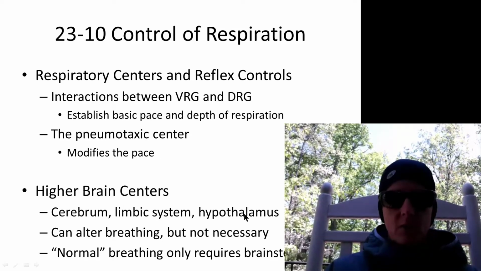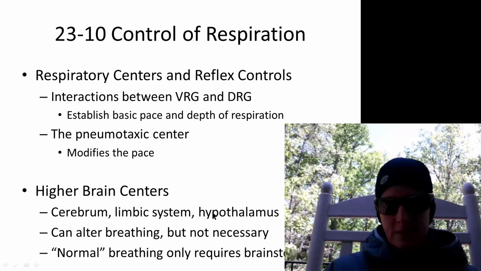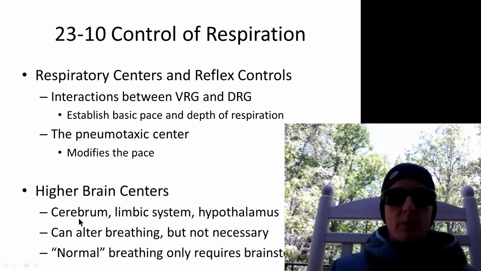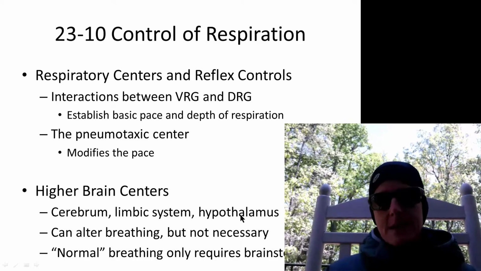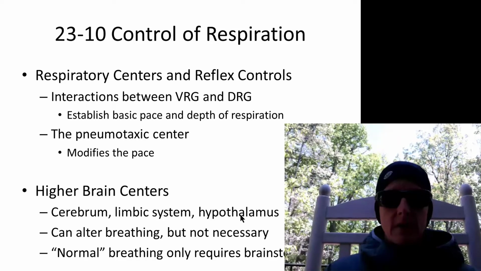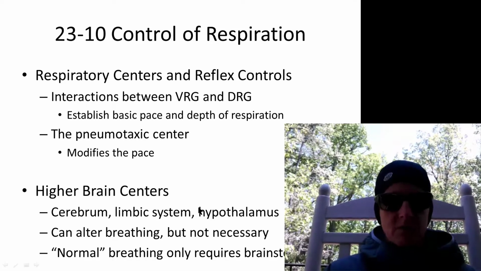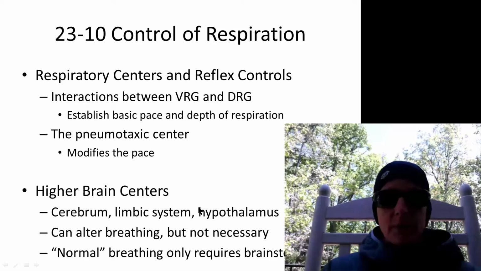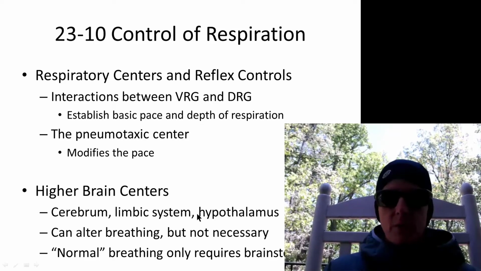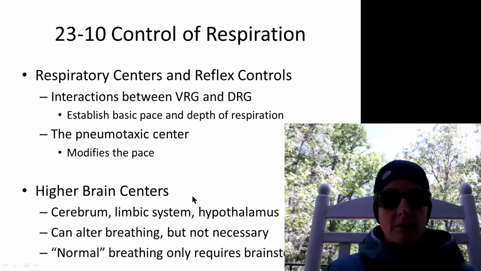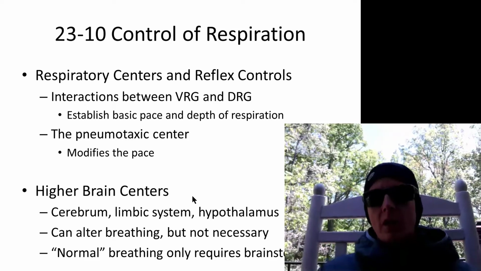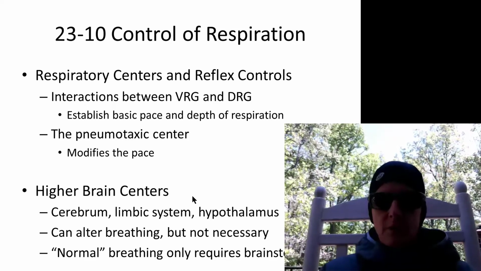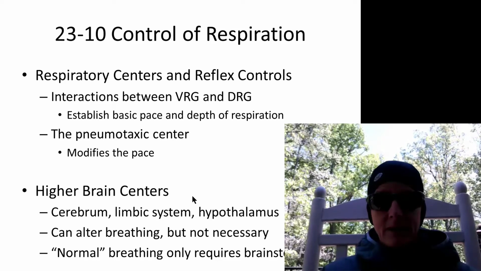So we will also see that higher brain centers can affect this. For example, the cerebrum, limbic system, hypothalamus. When you have an extremely emotional situation, the hypothalamus and the limbic system may input their input into this system. So people who get really, really scared, they might, for example, before a big presentation or something, before walking on stage in front of 500 people, they might start hyperventilating.